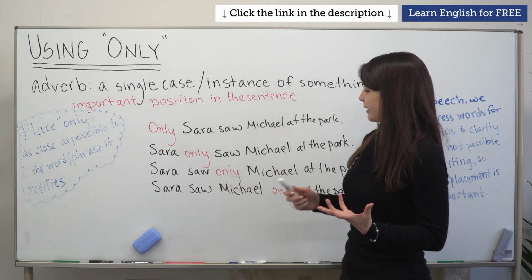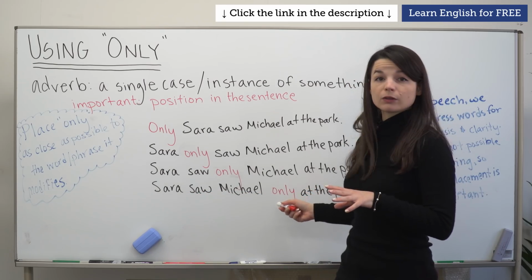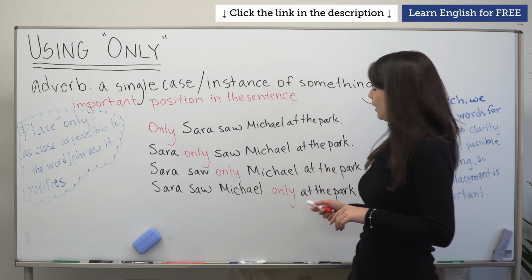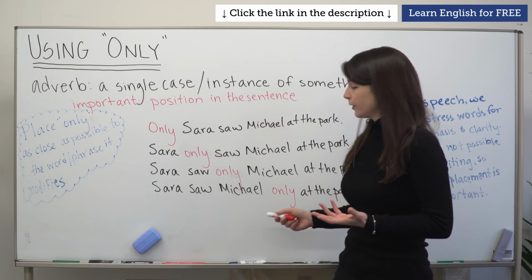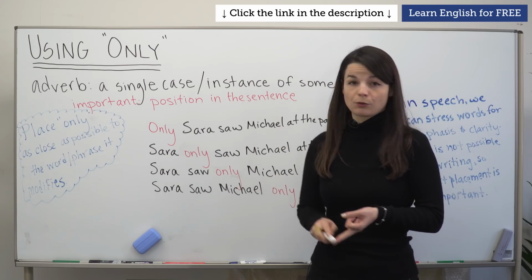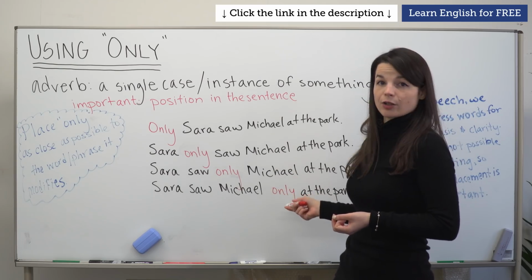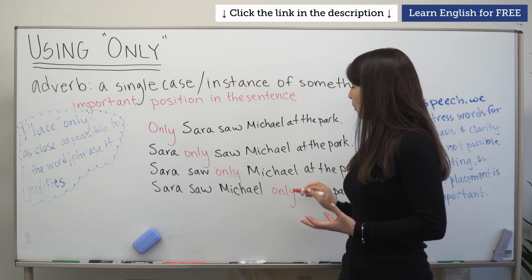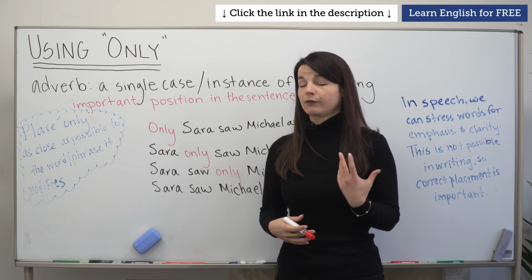All right, one more sentence. Sarah saw Michael only at the park. So here, the word only is coming before this phrase, at the park, this location in this case, meaning that there was a single place where Sarah saw Michael. So Sarah did not see Michael at the supermarket. She did not see him at the store. She did not see him at school. She saw him only at the park. So there's a single location where she saw Michael. So these four sentences show us how much the meaning of a sentence can change depending on our placement of the word only.